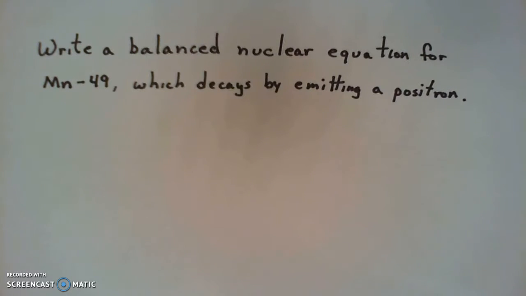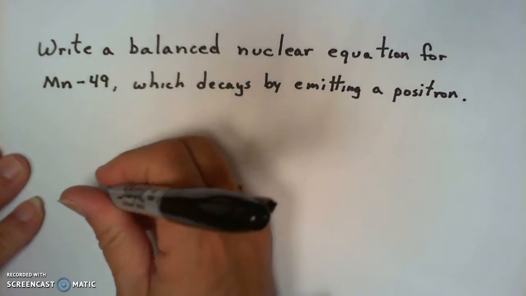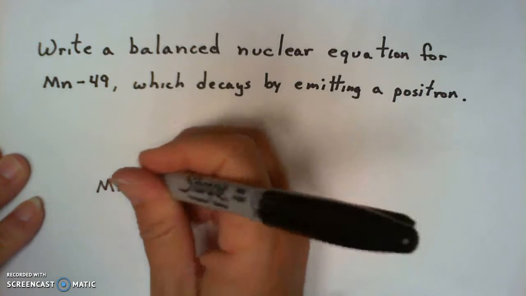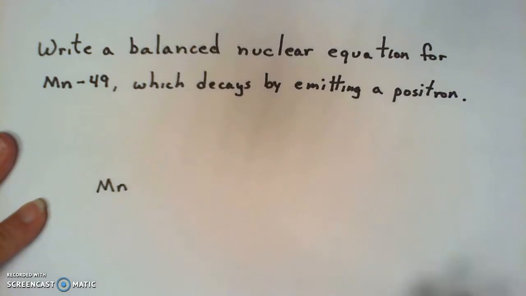Write a balanced nuclear equation for manganese-49, which decays by emitting a positron. Okay, so we start with the symbol for manganese. The atomic number goes down here, and we'll have to look on a periodic table to find it.